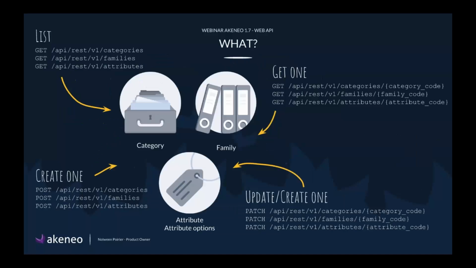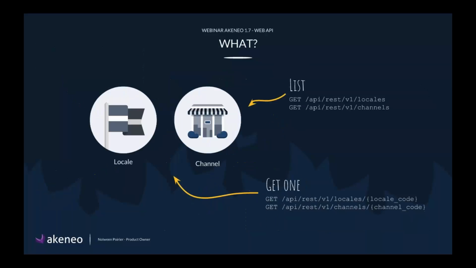And we also work on the entities of the catalog structure. So regarding the category, the family, the attribute options, you will be able to get a list of them. You will also be able to create one, get one, and update or create one. And last but not least, you'll also be able to get lists of locales and channels, and also to get one.